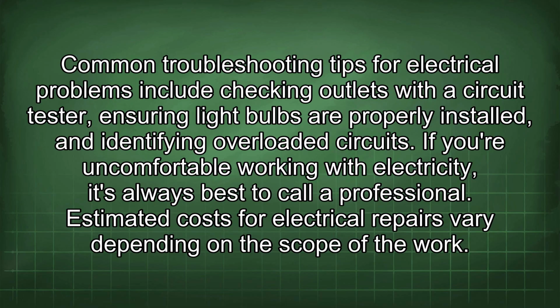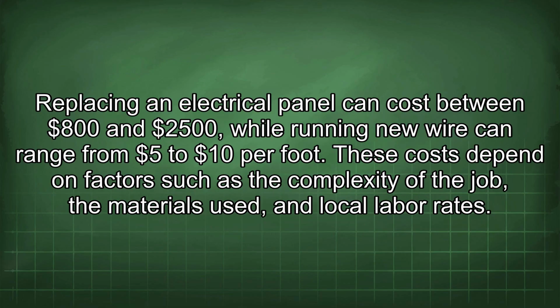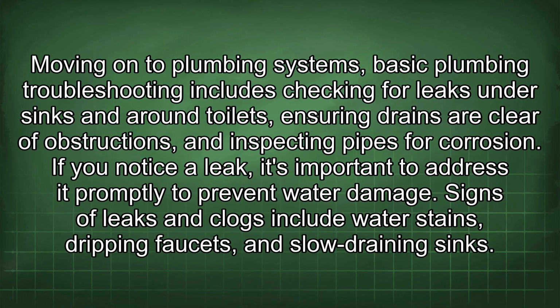Estimated costs for electrical repairs vary depending on the scope of the work. Replacing an electrical panel can cost between $800 and $2,500, while running new wire can range from $5 to $10 per foot. These costs depend on factors such as the complexity of the job, the materials used, and local labor rates. Moving on to plumbing systems, basic plumbing troubleshooting includes checking for leaks under sinks and around toilets, ensuring drains are clear of obstructions, and inspecting pipes for corrosion. If you notice a leak, it's important to address it promptly to prevent water damage.